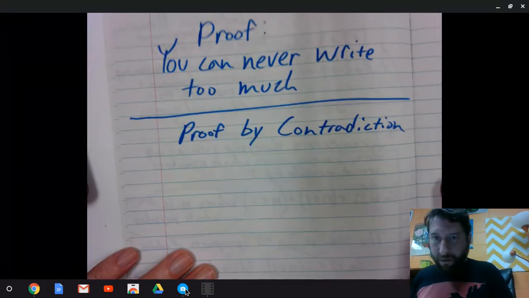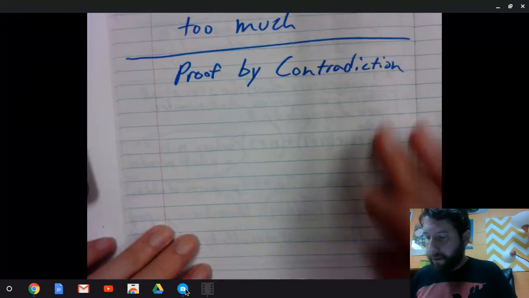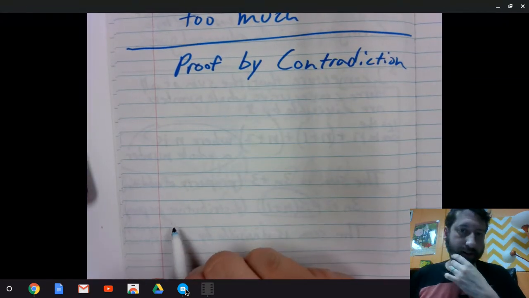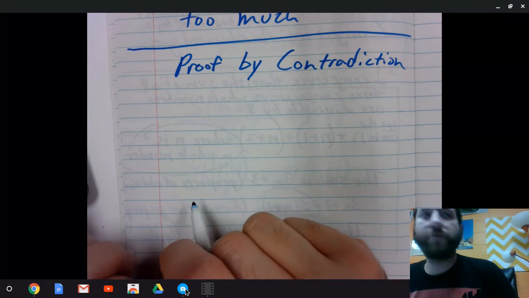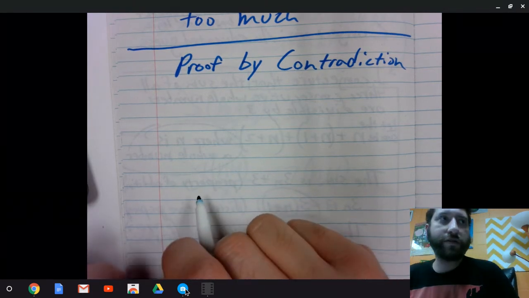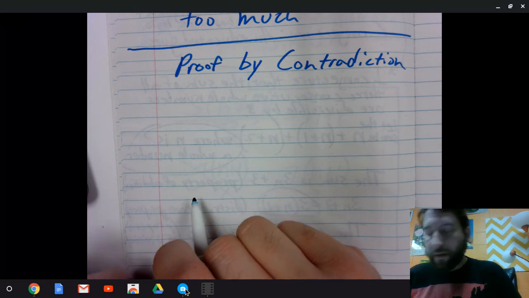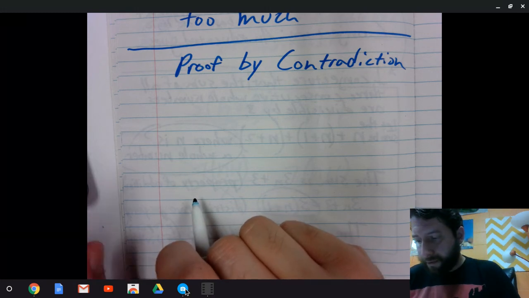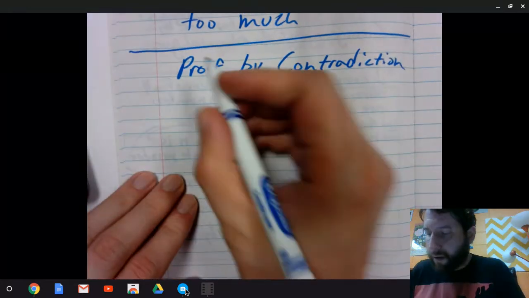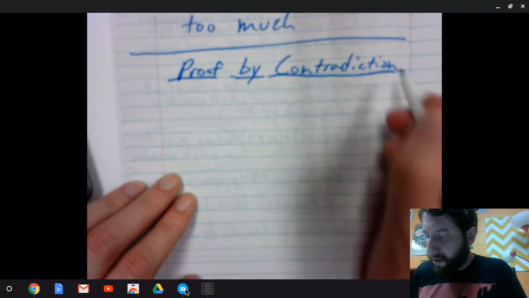So we were going to do proof by contradiction. This is the last proof we have to do for this week. Proof by contradiction. A proof by contradiction is when you assume the opposite and show that it leads to an absurdity. So I'm going to give you an example in math. I'm going to leave some space for the definition. I'm going to give you the definition here in a second, but I want to give you the example first.